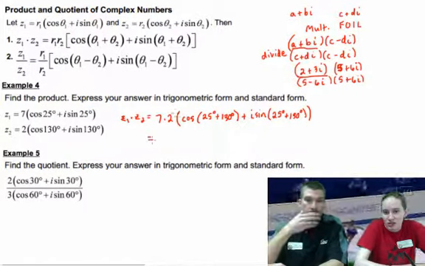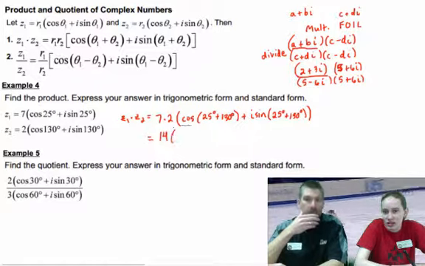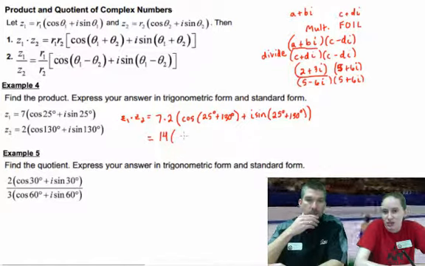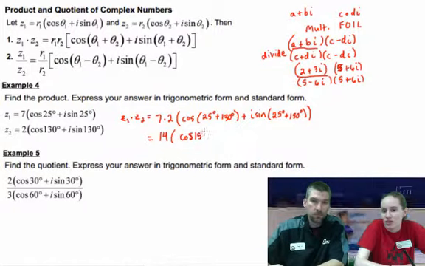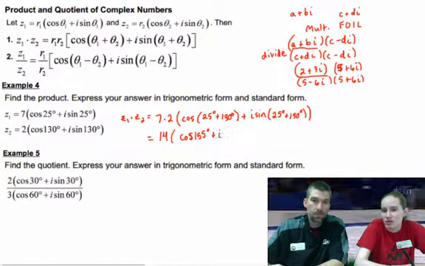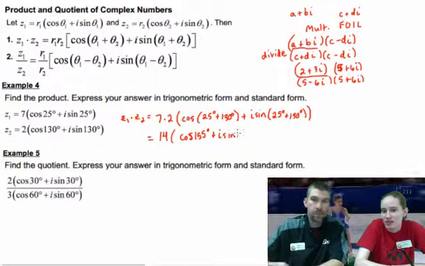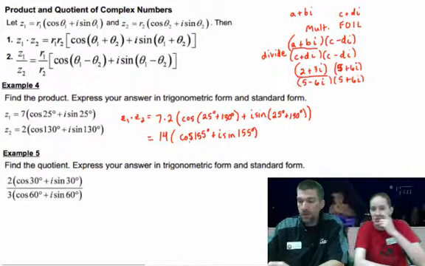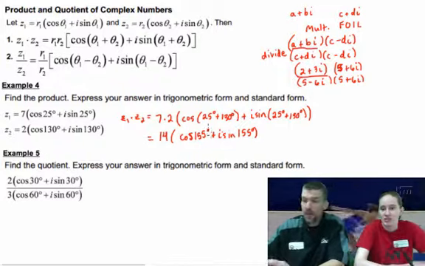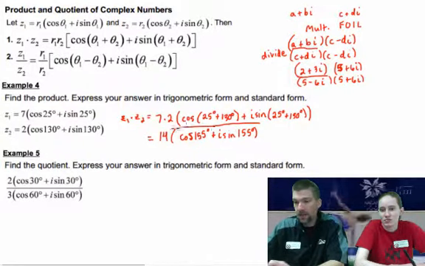So let's work this out real quick. 7 times 2 is 14. 25 plus 130 is 155. If we want to leave it in trig form, this is our answer. It asks us, though, to also write it in standard form, so we'll do that. Make sure you're in degree mode here.